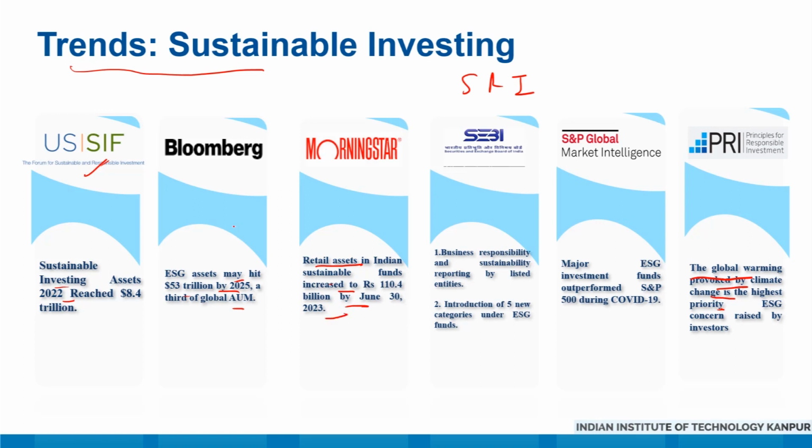The growth of such funds in India could be because of developing rules and regulations regarding SRI, particularly by SEBI. For example, business responsibility and sustainability reporting by listed entities was made mandatory by SEBI, and different new categories were introduced, in particular 5 categories under ESG funds. So these are the initiatives taken by regulatory authorities such as SEBI on developing rules and regulations.